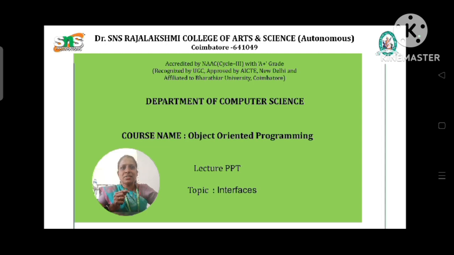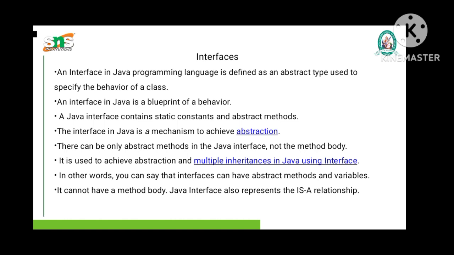In this lecture series, we are going to discuss interfaces. An interface in Java programming language is defined as an abstract type used to specify the behavior of a class. An interface in Java is a blueprint of a behavior. A Java interface contains static, constant, and abstract methods.